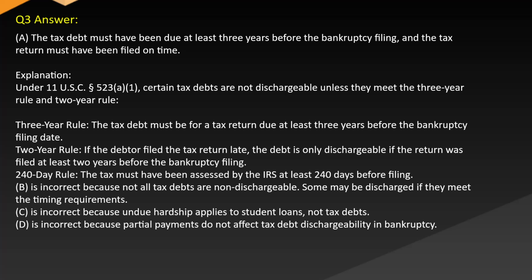B is incorrect because not all tax debts are non-dischargeable, so they may be discharged if they meet the timing requirements. C is incorrect because undue hardship applies to student loans, not tax debts. D is incorrect because partial payments do not affect tax debt dischargeability in bankruptcy.